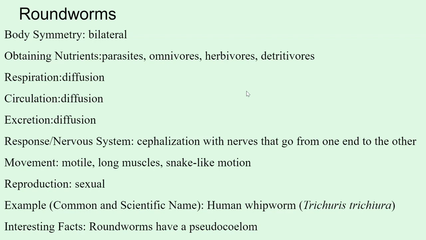And also, an interesting fact is that roundworms have a pseudocoelom. So we talked about coeloms, and we said that that's that layer between your skin and your intestines. It's kind of that middle part of your body that contains all the rest of your organs. And roundworms don't have a fully developed coelom, but they have a pseudocoelom, so kind of almost a coelom.